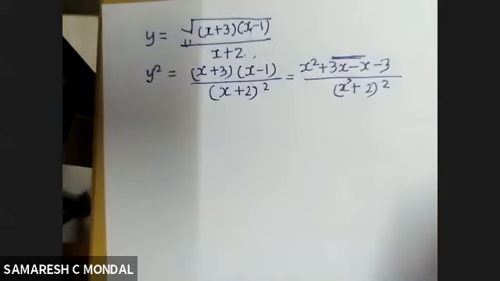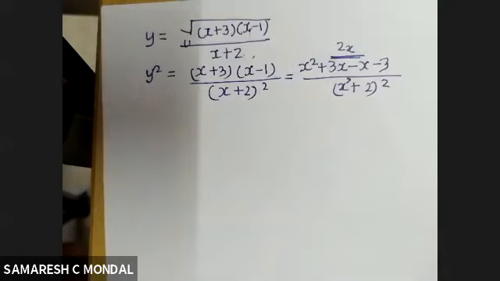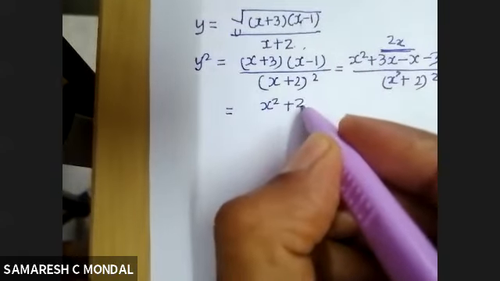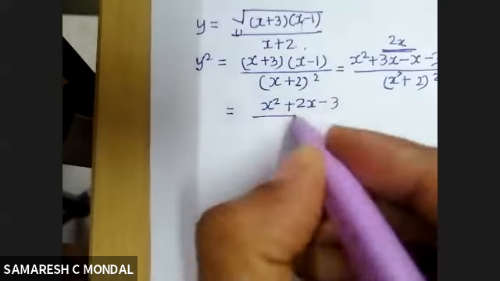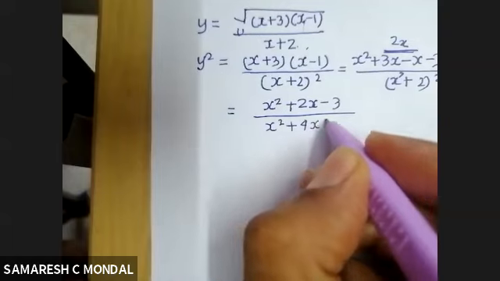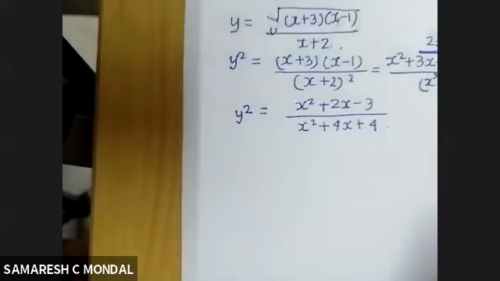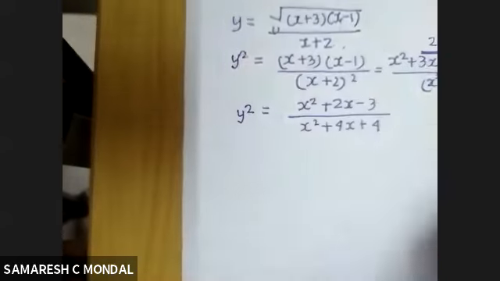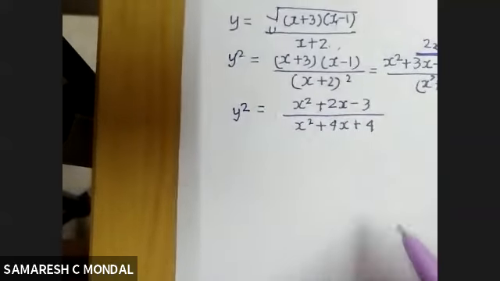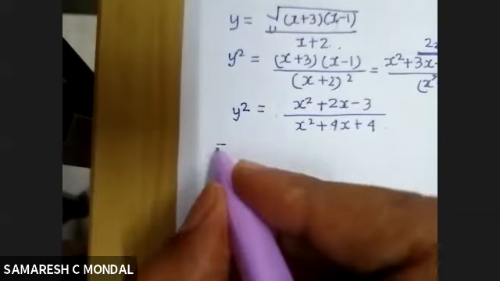So 3x minus x becomes how much? 2x. So 2x minus 3. So we get x square plus 2x minus 3 whole divided by x square plus 4x plus 4 is equal to y square. Now we'll cross multiply. As x is real, discriminant will be greater than or equal to 0. So I'm cross multiplying and writing directly.